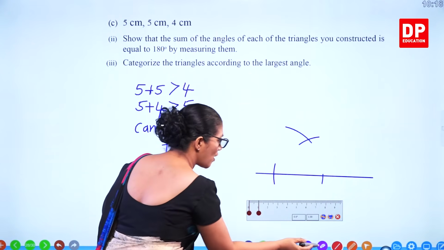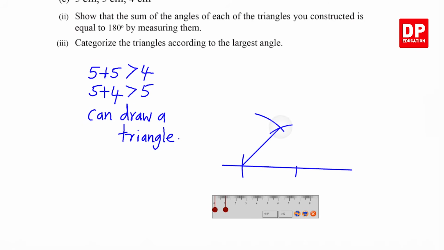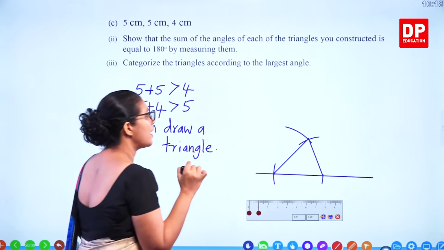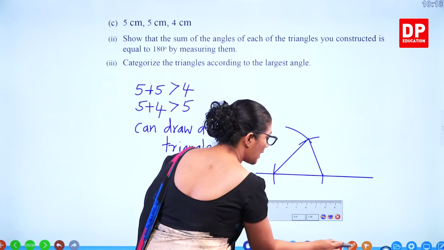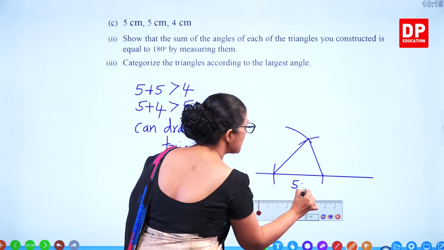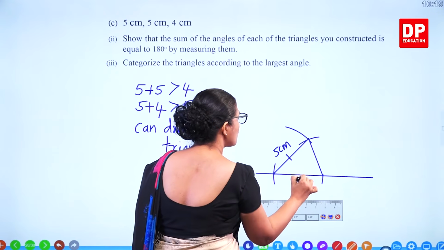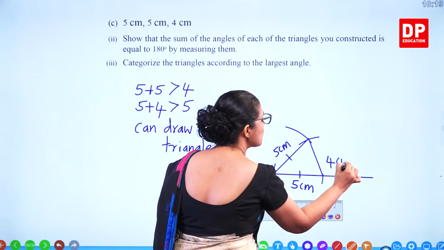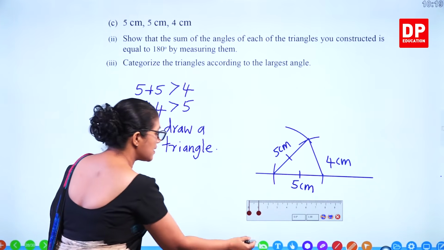Now we have the triangle. Connect all 3 points. So you get this triangle and here we can mark it. This is 5 centimeter, 5 centimeter. And these two lengths are equal. This is 4 centimeter.